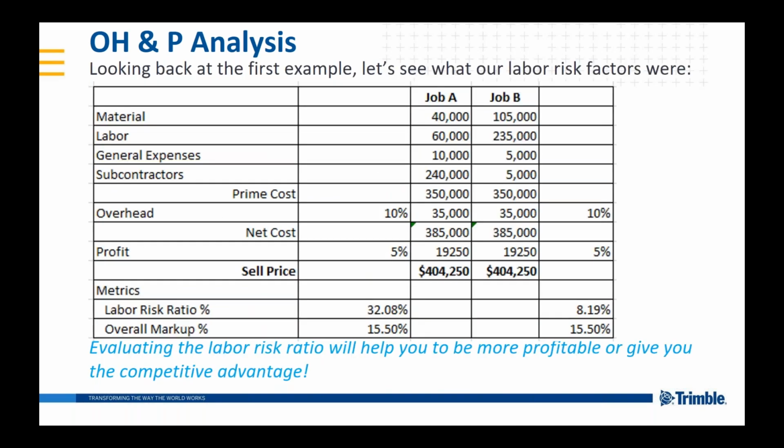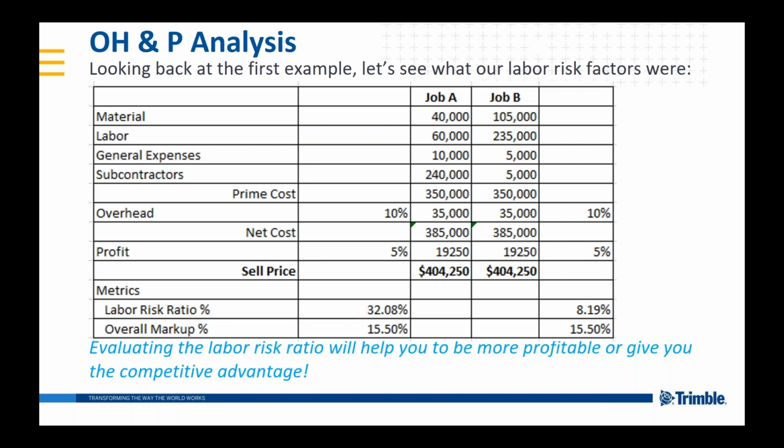So now let's go back to the first slide that we just looked at, where we just put a 10 and 5 on it. And let's add in the labor risk ratio. Let's see what our labor risk ratio becomes when we use the 10 and 5 markup on both sides of job A and B. So, wow, look at this. Because we're very low in labor risk ratio here, and we put 10 and 5 on it, it gave us a 32% labor coverage on job A.